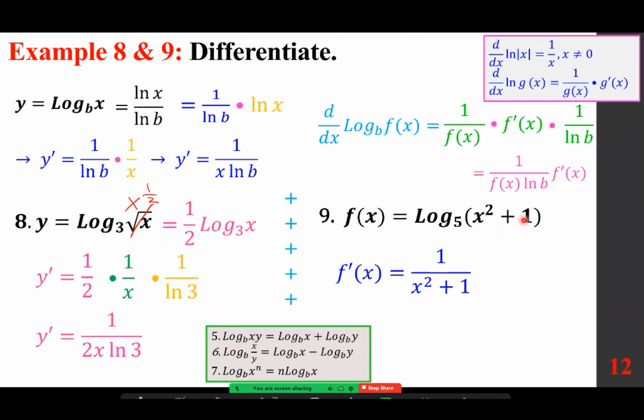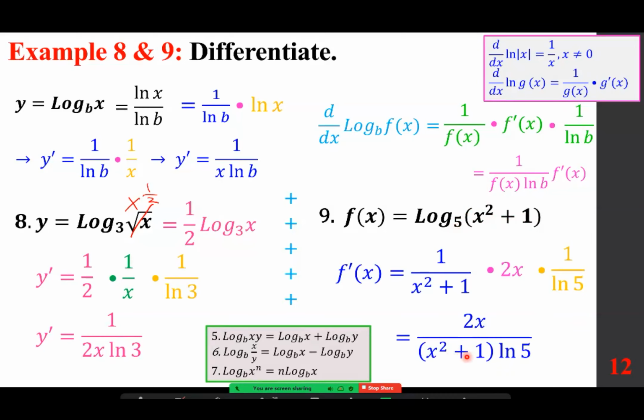The chain rule says I need the derivative of the parentheses or the argument. So I need times 2x. I look at the base. Is the base e? No. Therefore, I need 1 over ln b. I need 1 over ln 5. And I rewrite the whole thing as 2x over the product of these two pieces.